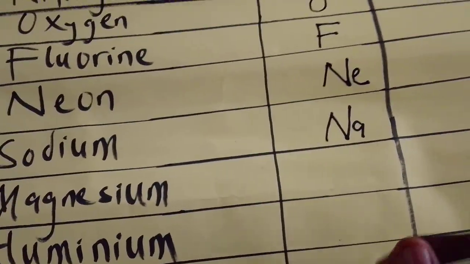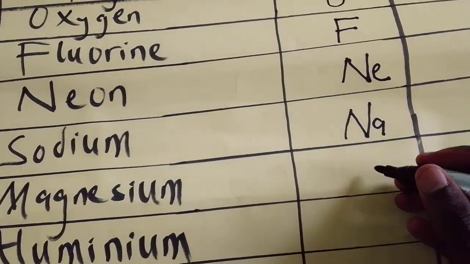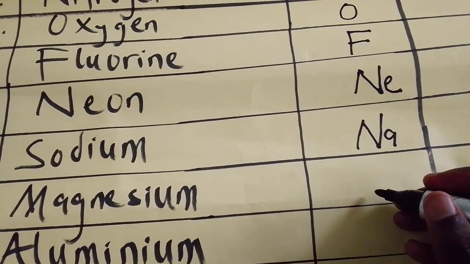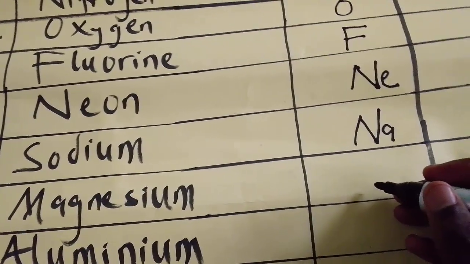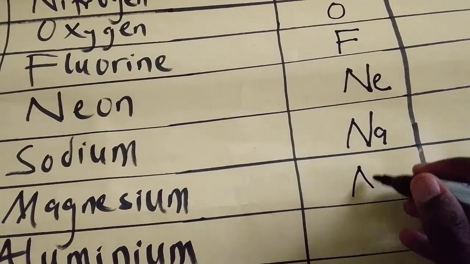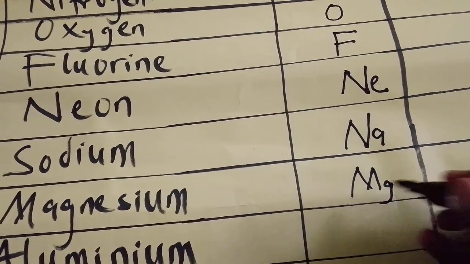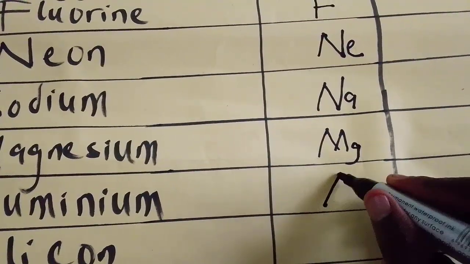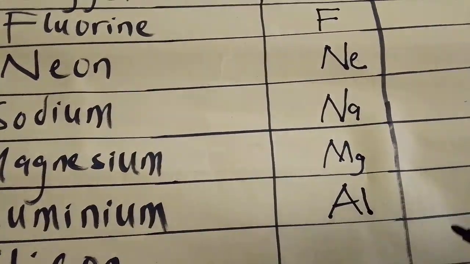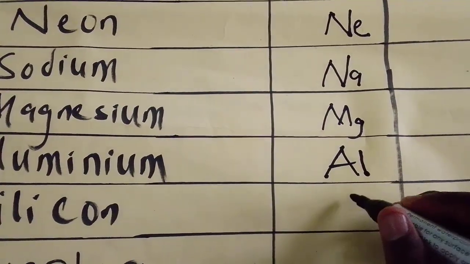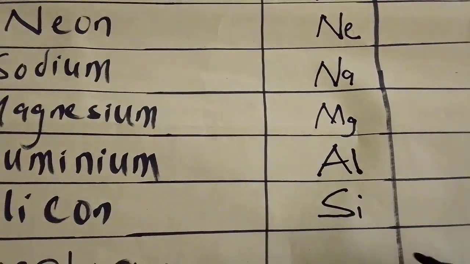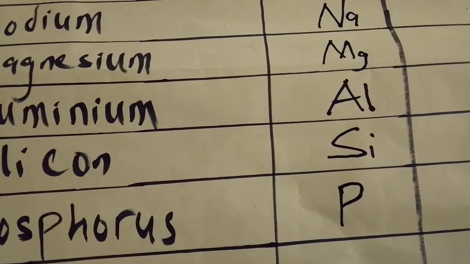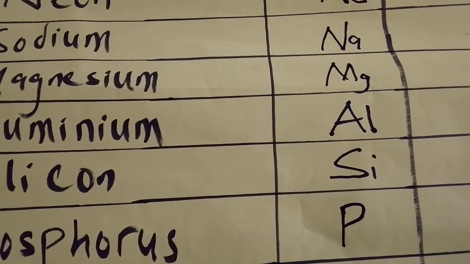Let's go further. For magnesium, also, I told you that it's not necessary for their symbol to be the first two letters. It may be from the middle. So this one is Mg instead of M or Ma. So for aluminium, it should be A capital letter and small letter L. Also for silicon, S and I. Also for phosphorus, then P. So this is for the first 15 elements.